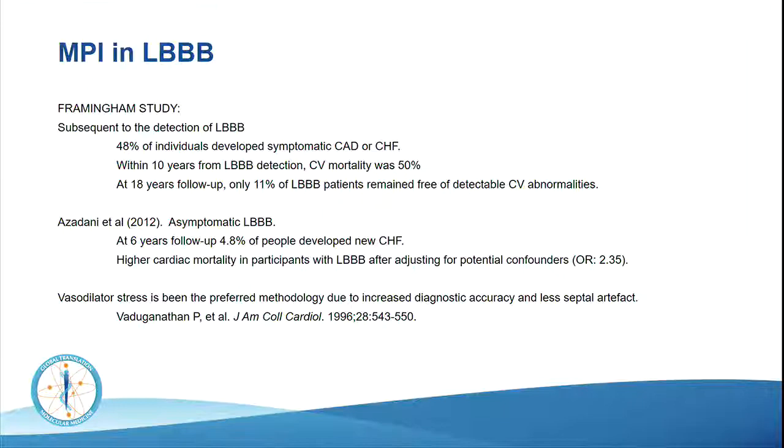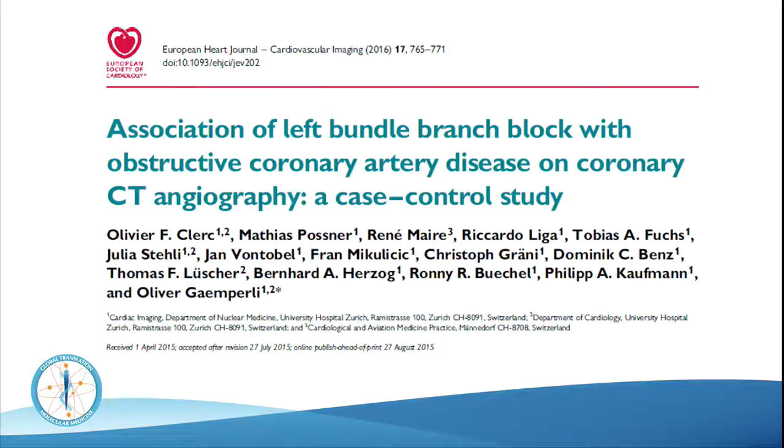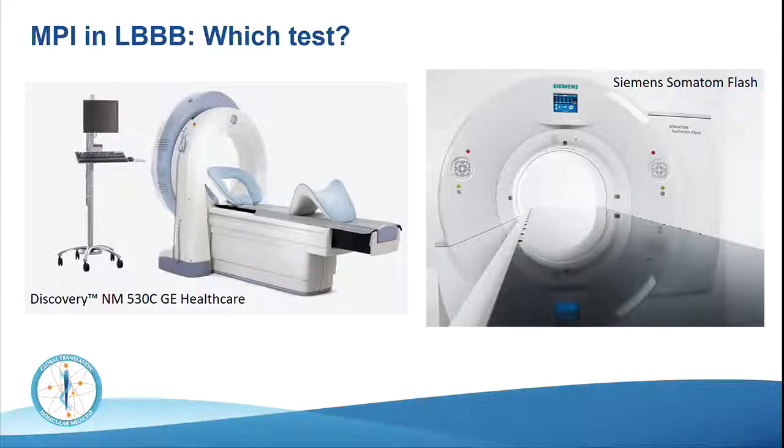Left bundle branch block. Well, left bundle branch block is bad. In the Framingham study, 48% of individuals went on to develop symptomatic coronary heart disease, and this has been shown by other groups. Vasodilator stress has been the preferred methodology, perhaps up until recently, to investigate these problems because of the artefacts produced by stress exercise testing. Other groups have advocated the use of CT coronary angiography in detecting these patients because it's not subject to the artefact that other modalities may be.